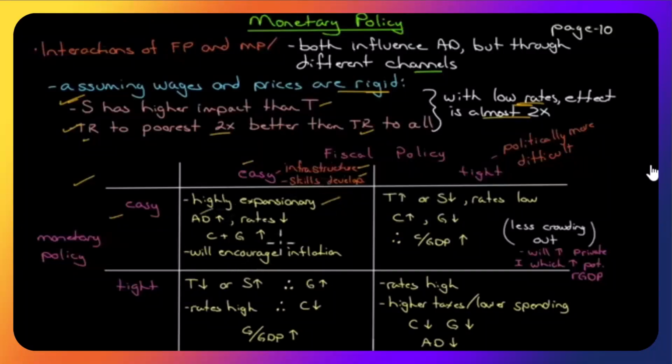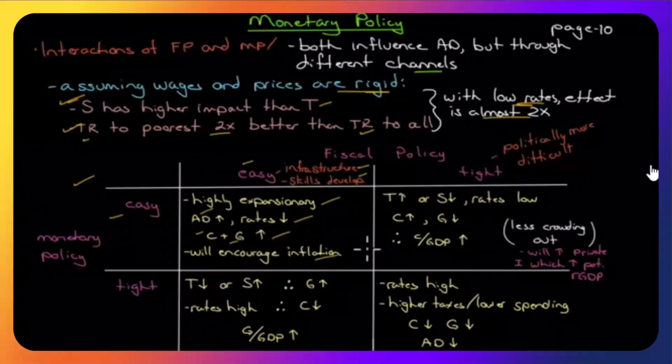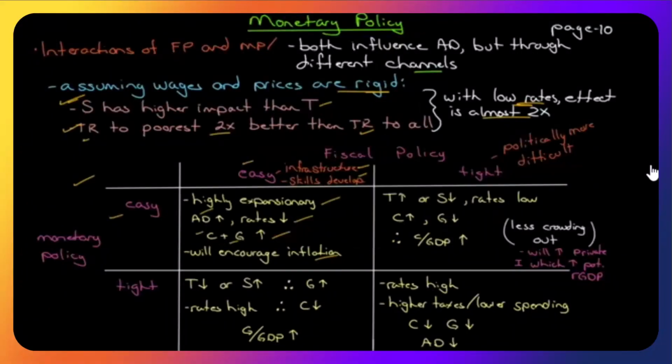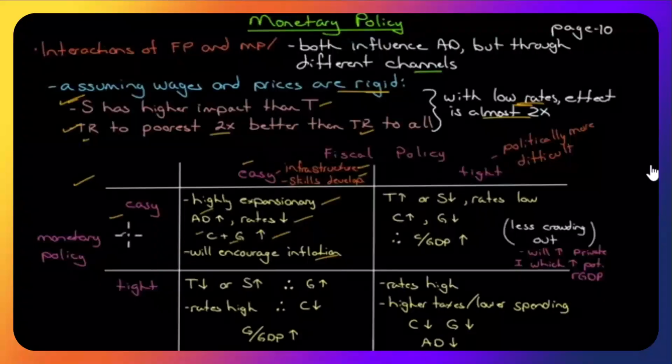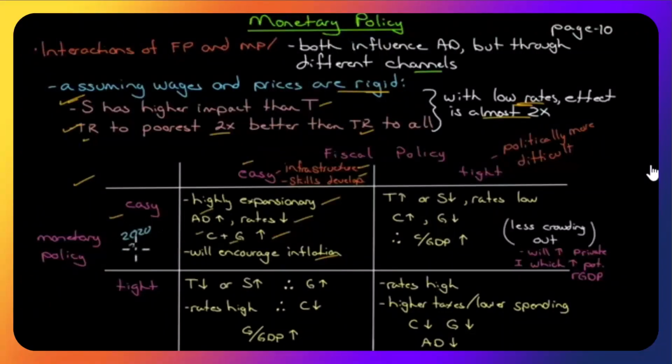So aggregate demand increases, rates are low, so both the C and the G components of GDP, consumption, which is private household consumption, and government spending, increase. This will, however, encourage inflation. This is an excellent explanation of 2020 and 2021, where rates were super low and the government was flooding the system with money, sending checks to people and spending bills galore. Well, what did we get? You got inflation.